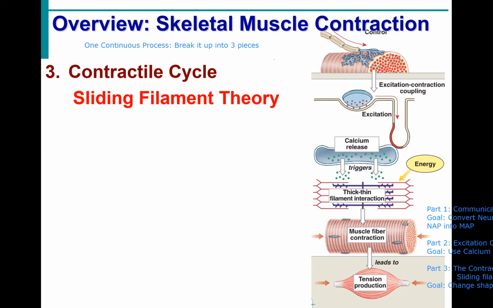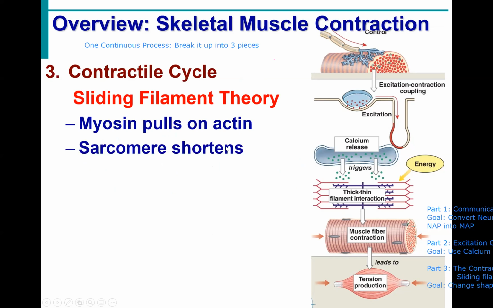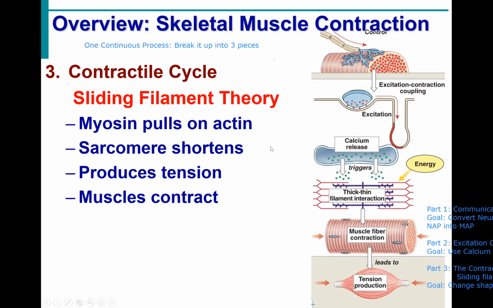Lastly, we have our contractile cycle, or like we said, the sliding filament theory. This is where our myosin pulls on the actin, changing the shape of our sarcomere, which is what produces our tension. It's what generates our force and causes the muscle to contract. And so those are the 3 main steps we need to talk about.